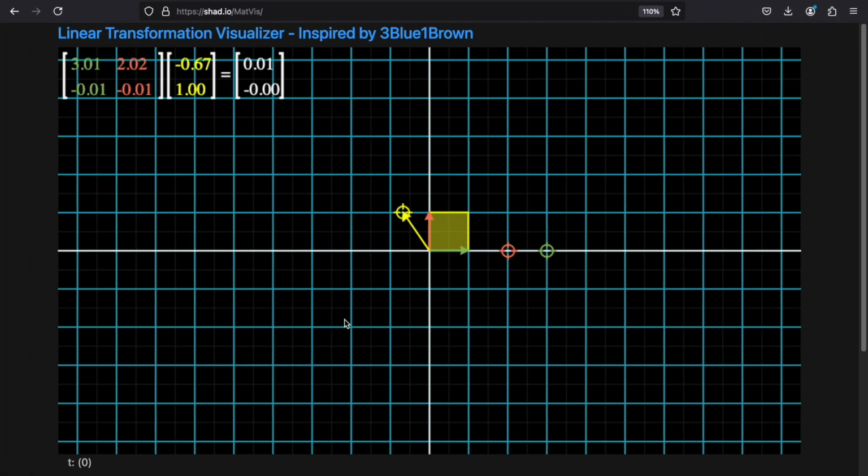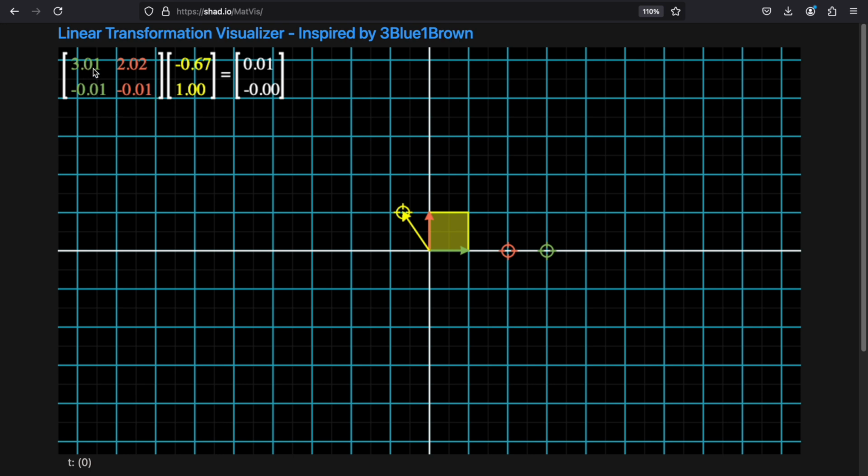Okay, now we will see the null space. So this is the visualization tool. This is the matrix 3 0 2 0. It looks nearly zero because in this tool we need to place these dots, so it's difficult to place them precisely. But you can assume it as the matrix 3 0 and 2 0.